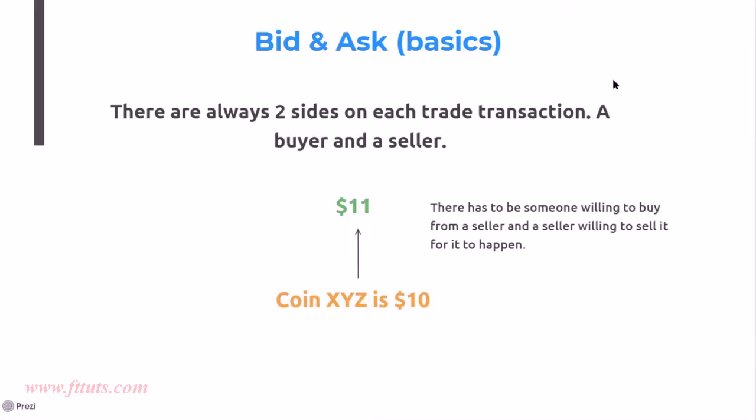So there has to be someone willing to buy from a seller, and a seller willing to sell, for it to happen. For example, let's say that coin XYZ is $10. In order to have the price increase to $11, you have to have someone on the opposite side of the trade wanting to buy it for $11, in order for the seller to sell it for that price, in order for it to increase the price of the coin.